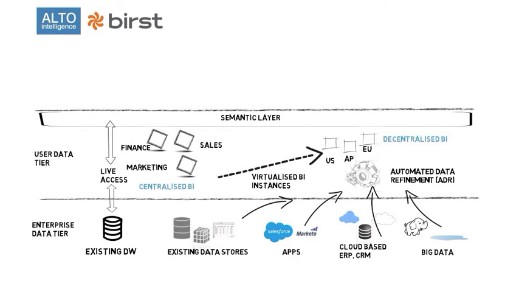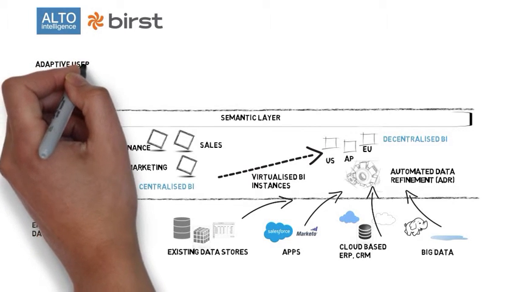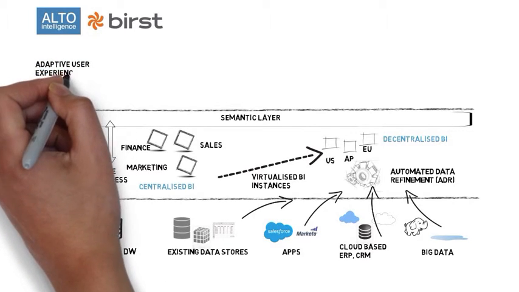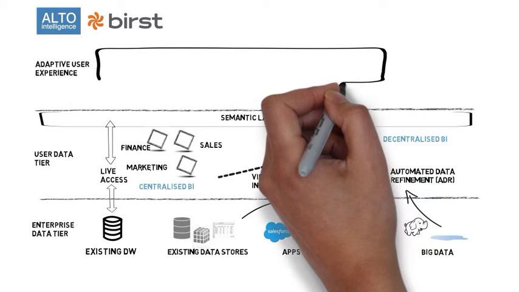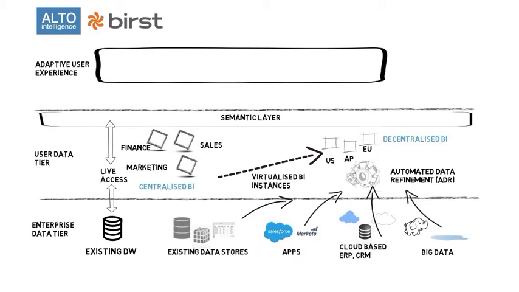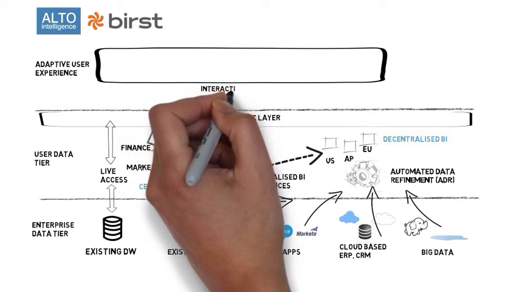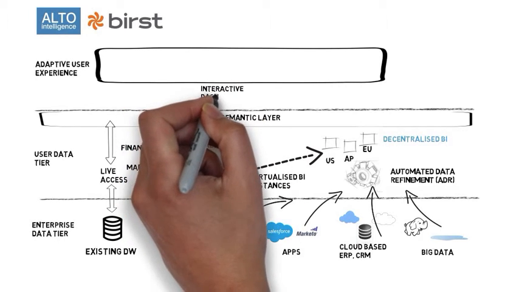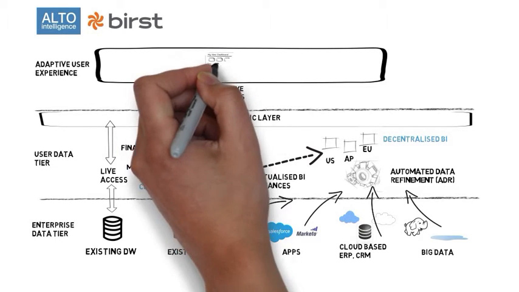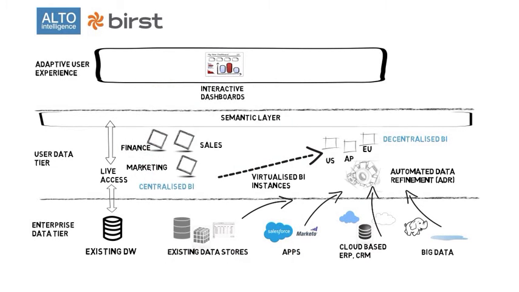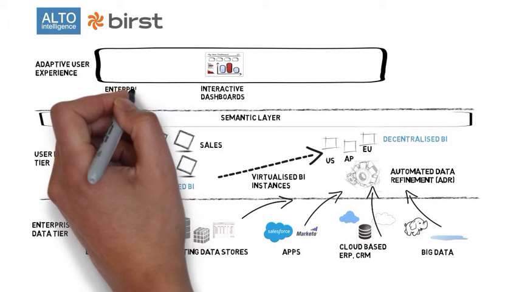So centralized and decentralized BI. So the single semantic layer, build it once, use it in many places, and we consume the data in the adaptive user experience. Several parts to this. We might have pretty standard interactive dashboards. You'll hear the term value-based design if you do some more research into Birst. A standard interactive dashboard that displays the data, lets you diagnose the data, and it ultimately lets you make decisions on how to improve the key value indicators.